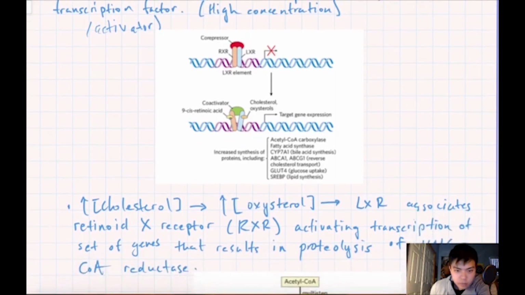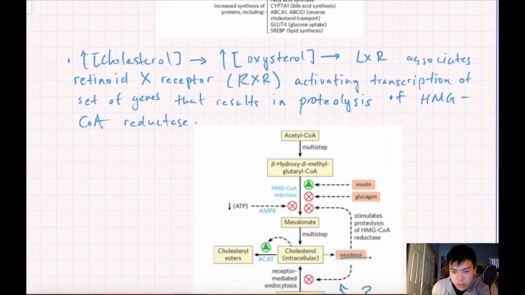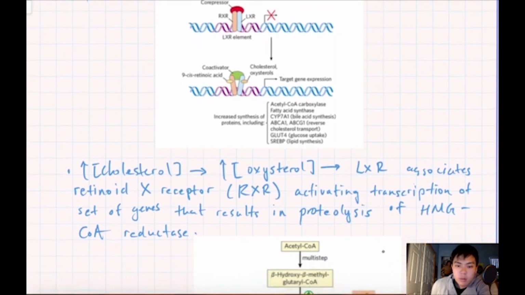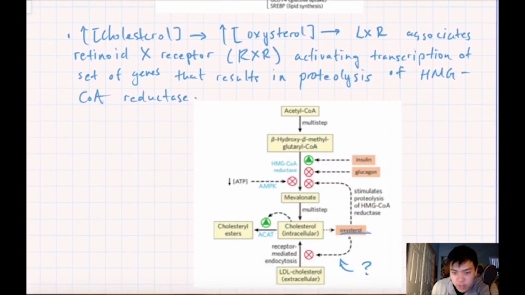But when we have high levels of cholesterol, this is going to lead to high levels of oxysterol. So that's what you see right here, oxysterol. And this is going to lead to LXR becoming activated with our RXR, and this is going to activate transcription, and essentially the end result is proteolysis of HMG-CoA reductase. So when this is high, this stimulates the degradation of our HMG-CoA reductase.